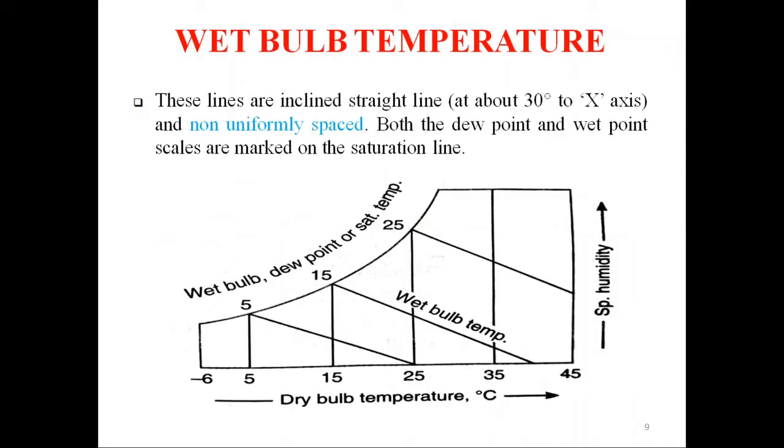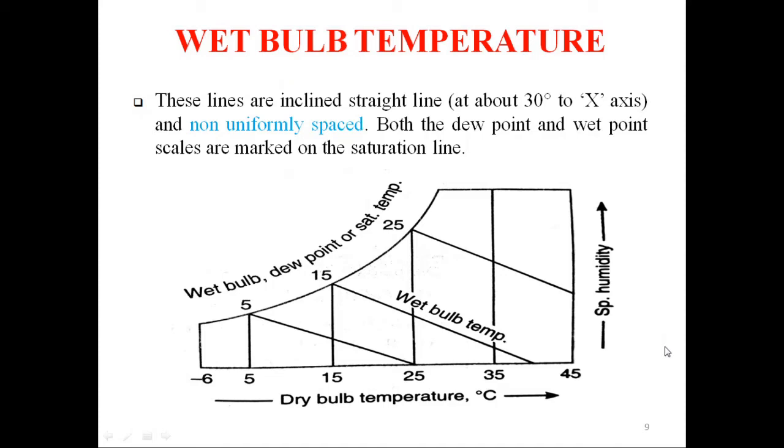Next is wet bulb temperature lines. These lines are inclined straight lines at about 30 degrees to the x-axis and non-uniformly spaced. As you can see in the diagram, these are inclined straight lines approximately 30 degrees to the x-axis, and non-uniformly spaced means the distance between the lines 5 and 15 is not the same as the distance between the lines 15 and 25. So these are non-uniformly spaced.